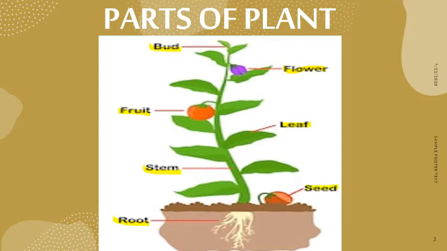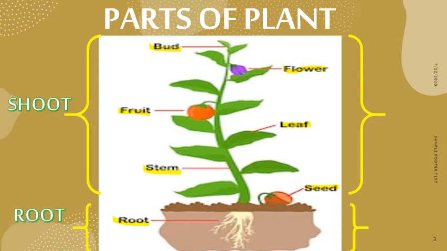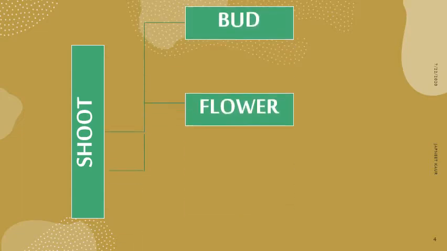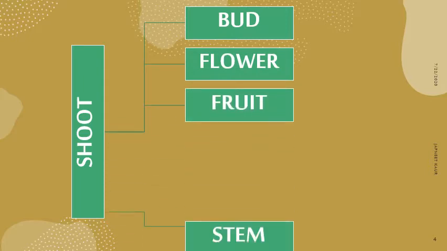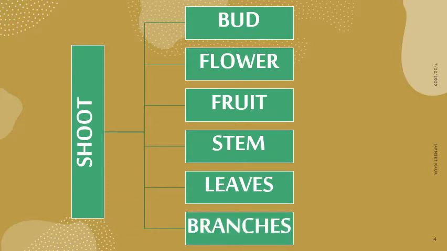Now let's see how they are classified. So parts of plants are divided into two parts. First one is shoot and the second one is root. Now let's see the parts of shoot again. So shoot includes bud, flower, fruit, stem, leaves and branches. So all these parts are parts of shoot. Now we will discuss each of the parts.